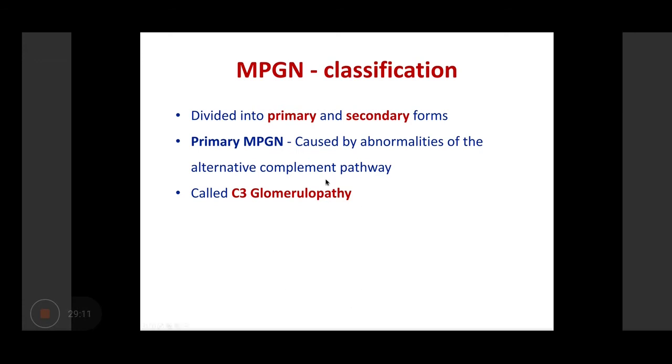The primary MPGN has a very specific etiology, that is, it is caused by abnormalities of the alternative complement pathway. And this has now been given a new name, that is C3GN. So nobody now calls this disease primary MPGN anymore. If you see MPGN, it is always secondary. Primary MPGN is now synonymous with C3GN, and this etiology is very well known, that it is caused by abnormalities of the alternate complement pathway.